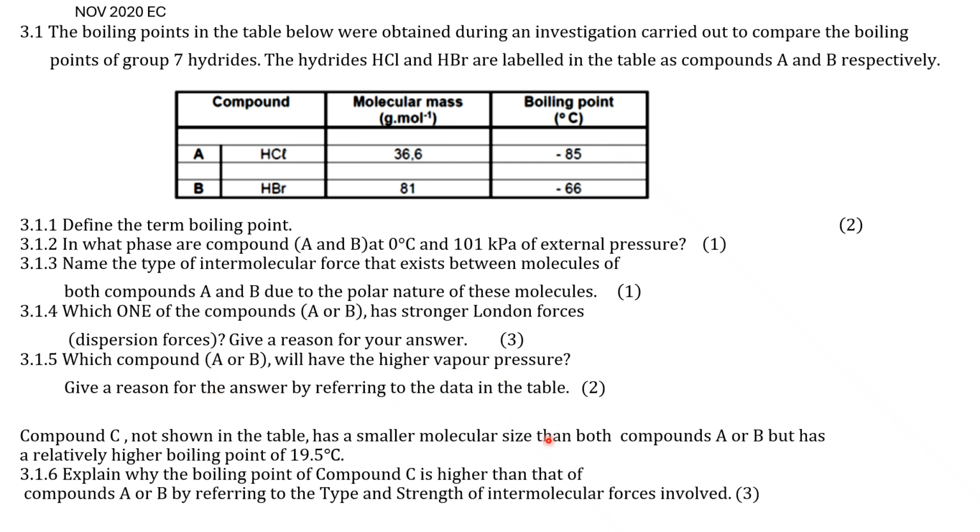Right, then we have compound C, not shown in the table, has a smaller molecular size than both A and B, but has a relatively higher boiling point. So the bromine, chlorine, fluorine should be above it, right? But they have fluorine and hydrogen. We're looking at a hydrogen bond. Explain why the boiling point of compound C is higher than that of compound A or B by referring to the type and strength of intermolecular force, for 3 marks. And then we have a second set of questions. So you can pause here and attempt to answer this.